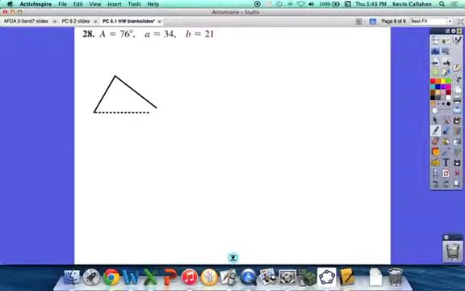Okay, so now we can move on to number 28. And 28, we've got angle A is 76. Side A is 34. Side B is 21. Okay, so let's find angle B first. Always the first step. Sine of B divided by 21 equals sine of 76 divided by 34.